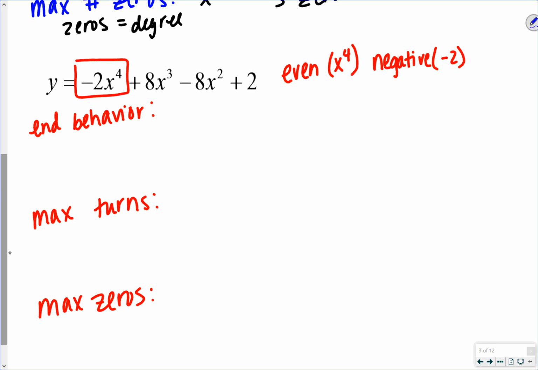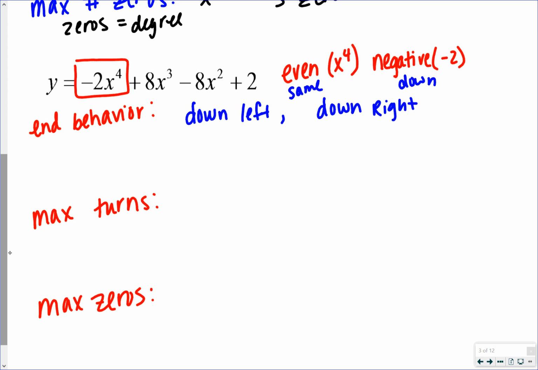So even means they're going to go the same direction. The negative lets me know they're going to go down. So this is going to go down on the left and down on the right. Left and right are your x values, up and down are your y's. So when I'm on the left side, x is negative. So x are negative values. And my down lets me know y is negative. Right is when x is positive infinity, and down again is going towards my negatives.